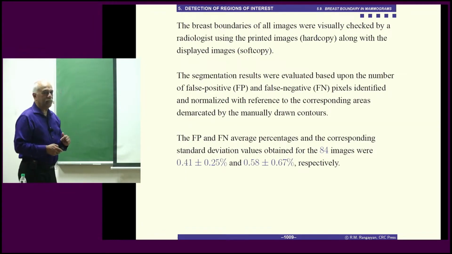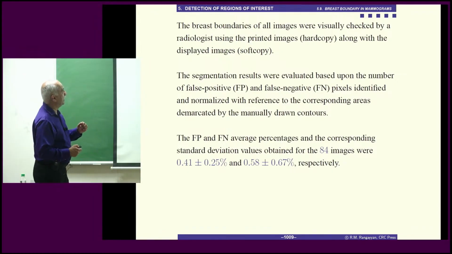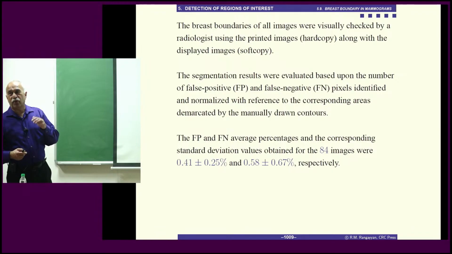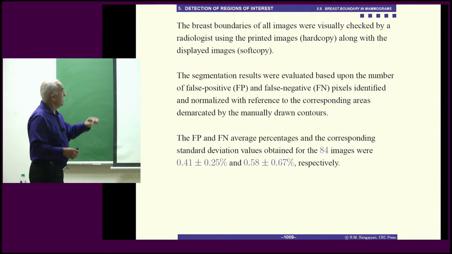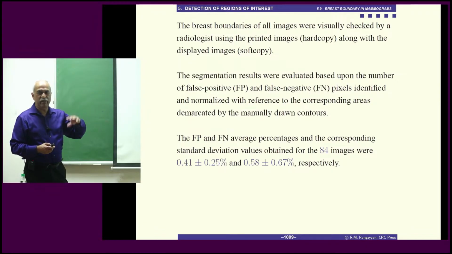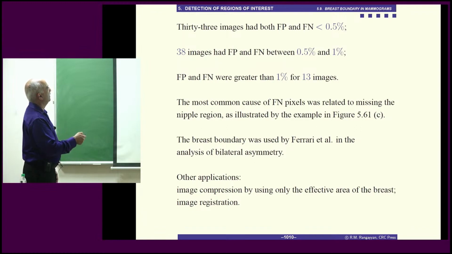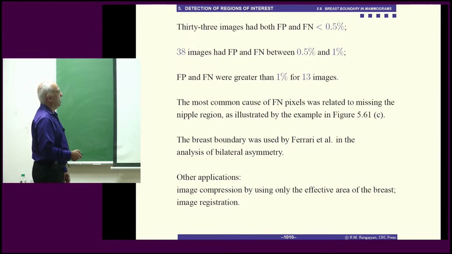We also evaluated in terms of false positive and false negative pixels: the number of false positive pixels identified with respect to the contours drawn by the radiologist. How many pixels did we miss and how many pixels did we add? The breast boundaries were all drawn by the radiologist, and the breast boundaries detected by the methods were also checked by them visually. The false positive and false negative were less than 0.5% for 33 of the images. 38 images had between 0.15 and 1%.